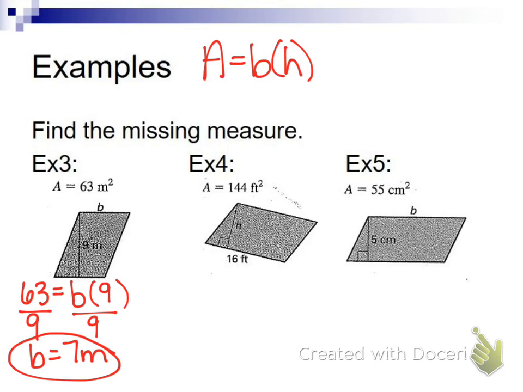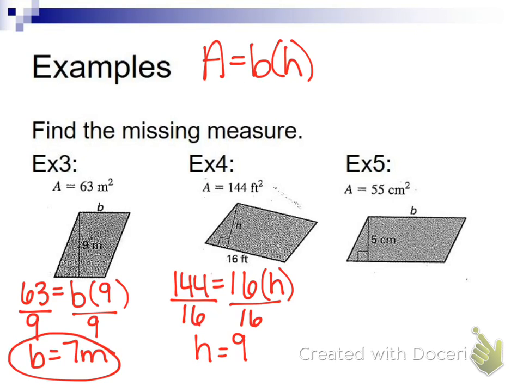On example 4, start the same process over again. What am I plugging in for A? 144. What's going in for B? 16. And H? H, we're leaving it alone. We don't know the height yet. To get H alone, we are going to divide by 16. H equals 9 feet. Not squared because it's not area.